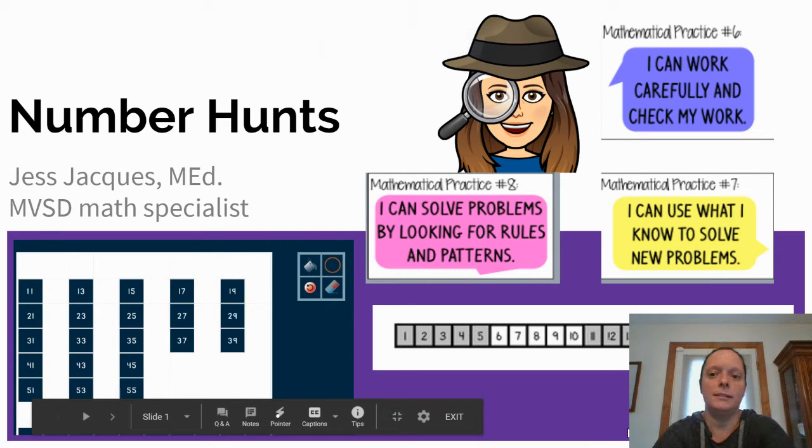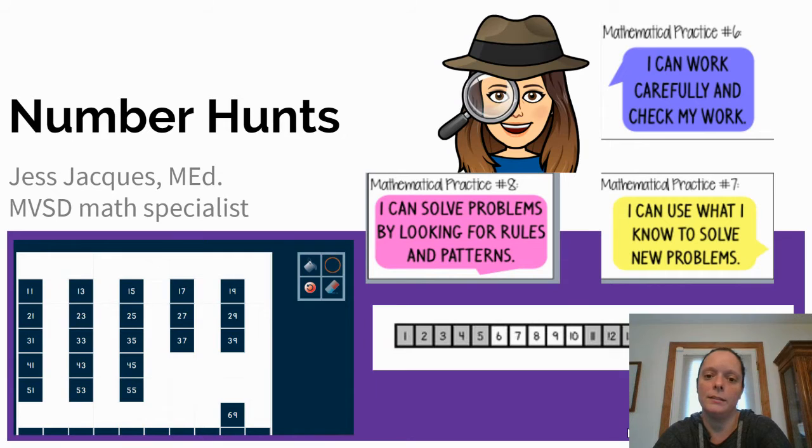Hi everyone, this is this week's idea called Number Hunts that I am sharing with you to try out with your classes. It is an activity that I've done in PD sessions with teachers in district and out of district, which was known as Guess My Number. This is a tweak that I think you could use in remote learning with your classes.